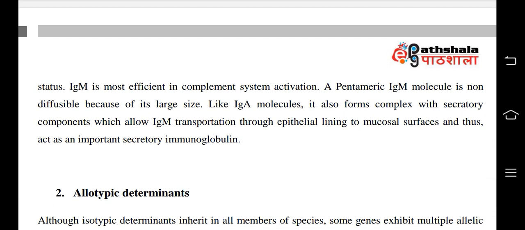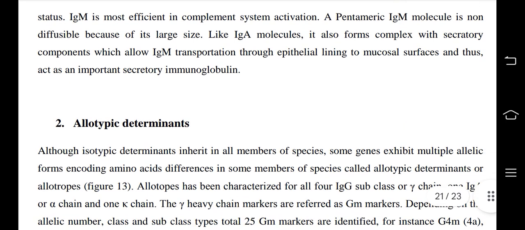IgM is most efficient in complement system activation. A pentameric IgM molecule is non-diffusible because of its large size. Like the IgA molecule, it also forms a complex with secretory components, which allows IgM transportation through the epithelial lining to the mucosal surface, and thus it acts as an important secretory immunoglobulin.